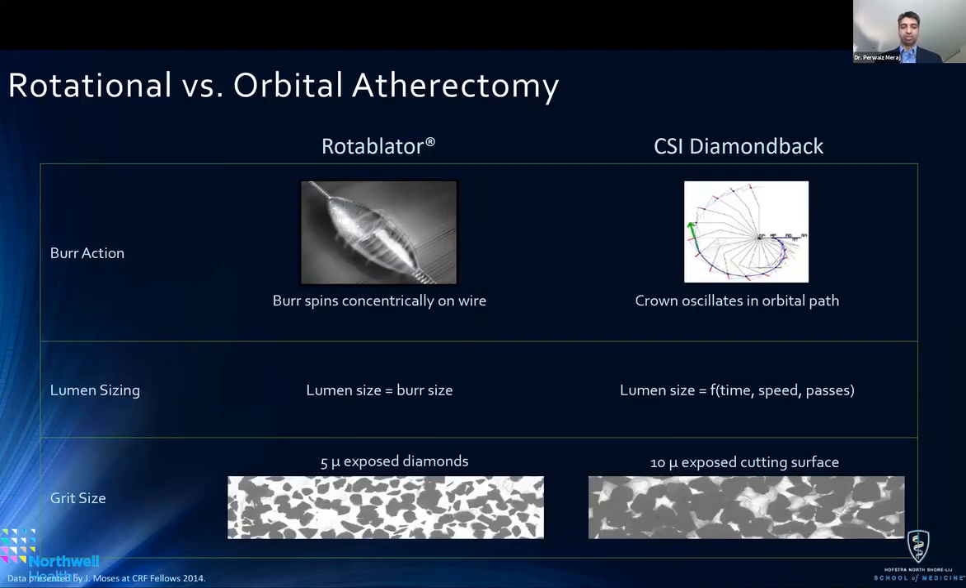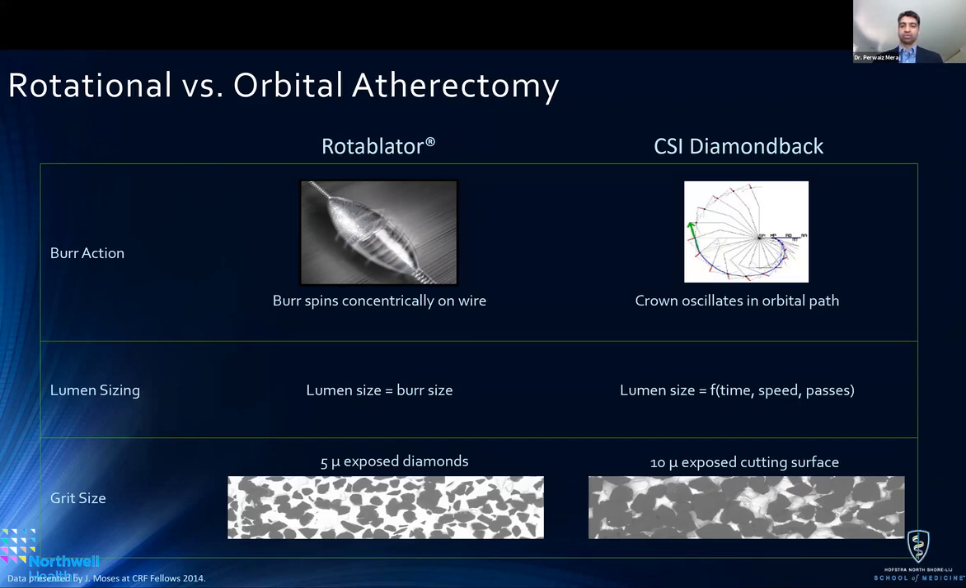I'm going to review a little bit of the tried and true and tested orbital atherectomy and rotational atherectomy devices. In India, I don't know if you have orbital atherectomy available to you, but I know you have rotational atherectomy. So we'll talk about both, and we'll work our way to lithotripsy. Rotational atherectomy, as we all know, concentrically spins on a wire. It has different size burrs, starting at 1.25 millimeters all the way up to 2.5 millimeters. Most commonly used burr sizes are 1.25 and 1.5 millimeter burrs.